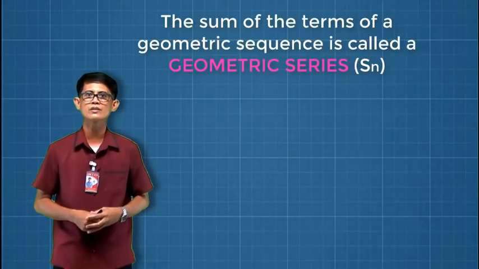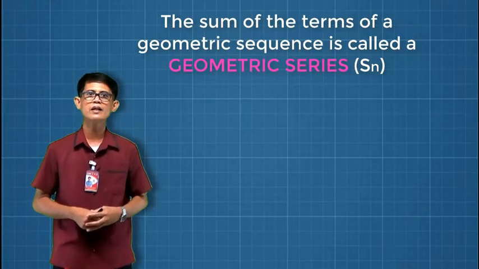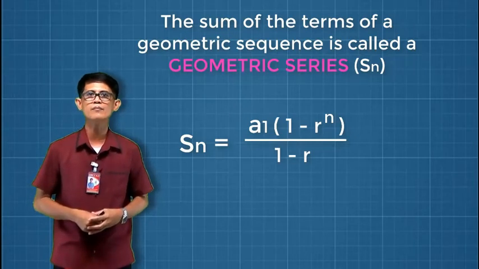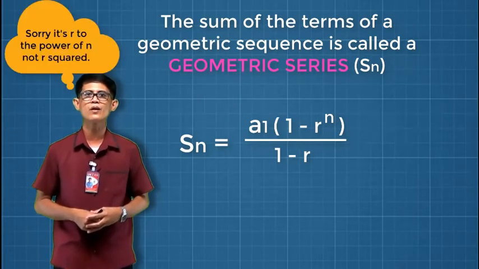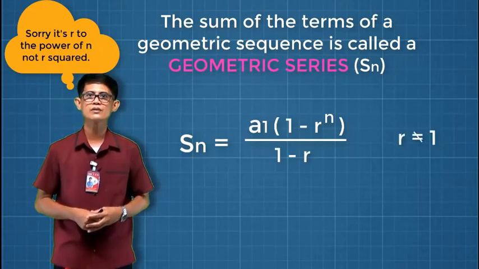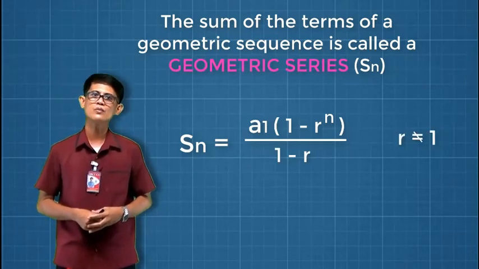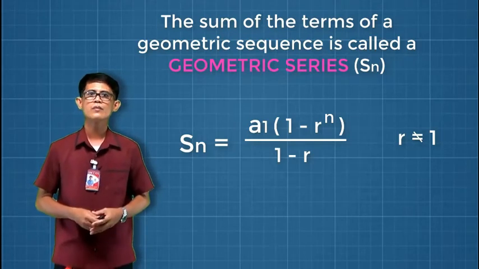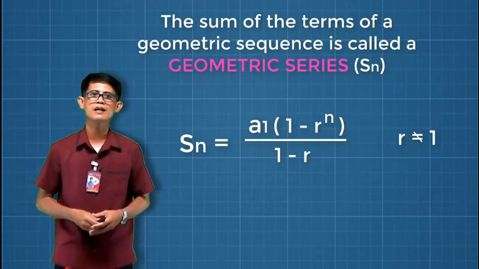If we take the sum of the terms in the geometric sequence, the result is called a geometric series, or S sub n. The formula is S sub n equals the first term, a sub 1, times the quantity 1 minus r raised to n, divided by 1 minus r, if r is not equal to 1. If r is equal to 1, the formula is just n times a sub 1. We will derive this in our live class, including the sum of infinite geometric series.